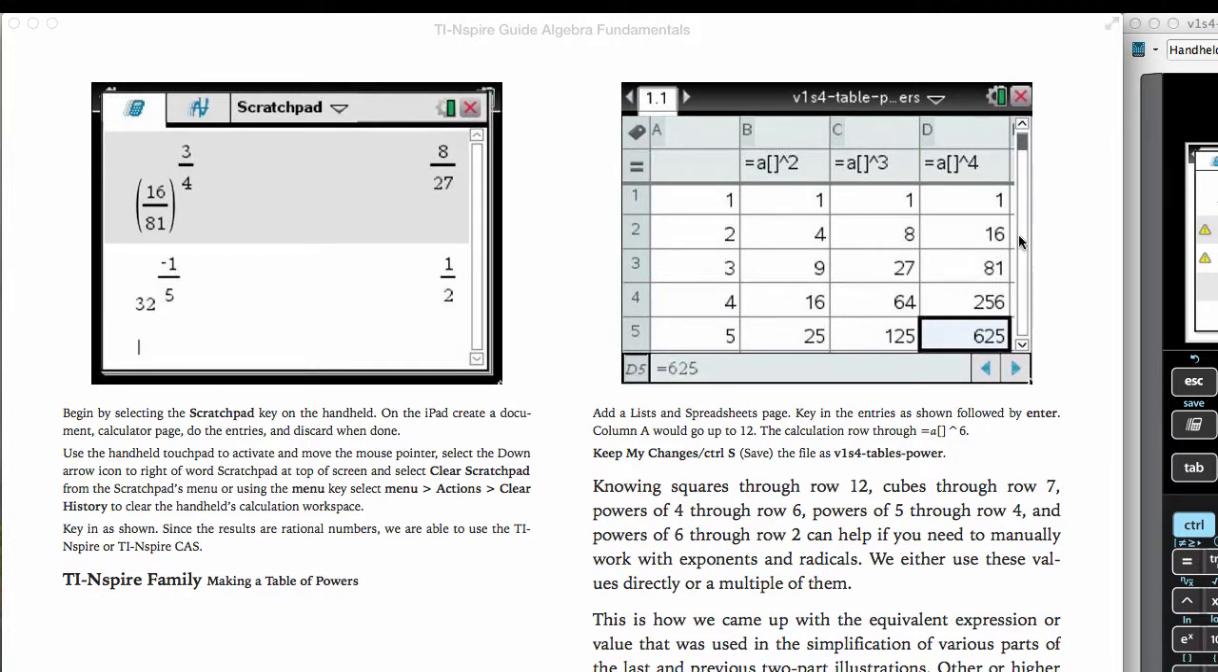Now, if we're working these problems out manually, we can use the list and spreadsheet page to put in numbers, and then we can square them, cube them, and raise them to the 4th power. When we start working out problems manually, it kind of wants us to know that these numbers or multiples of these numbers can be simplified. So we can use our list and spreadsheet to help us. Here, read this to see what's going on.